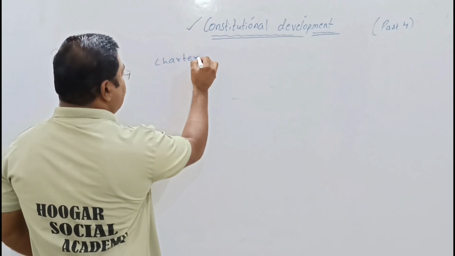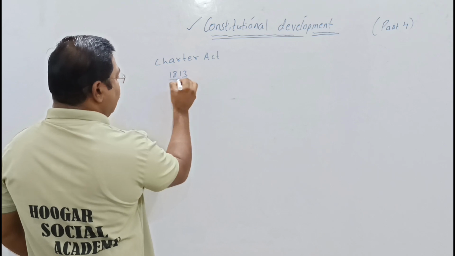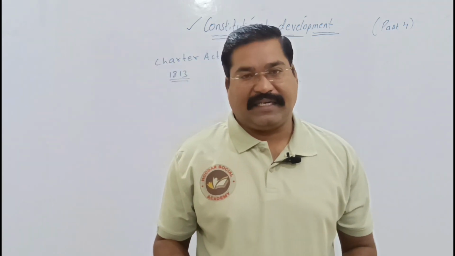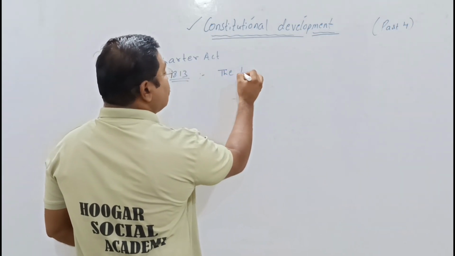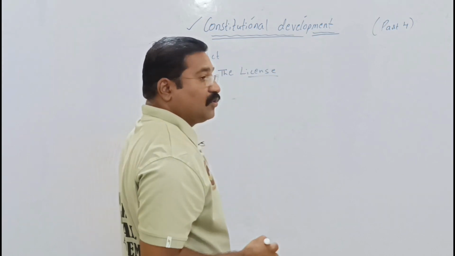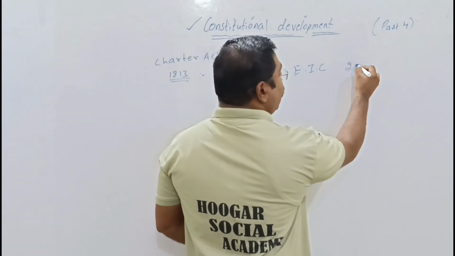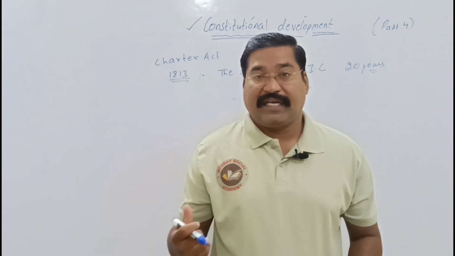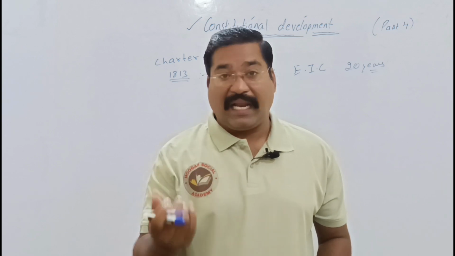The first Charter Act is of 1813. What is it? This Act gives a license. To whom? To the East India Company, to stay for how many years? For 20 years. The East India Company got a license for 20 years.